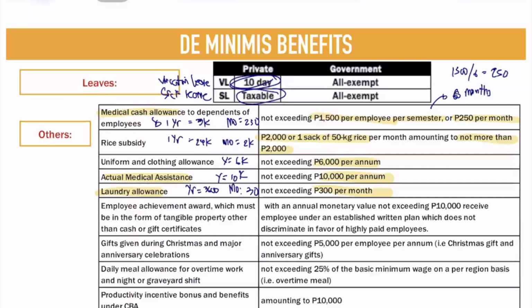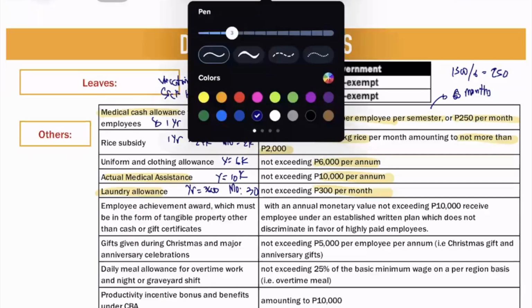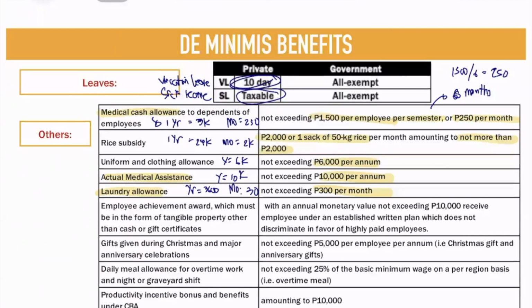Employee Achievement Award is 10,000, the annual monetary value. For gifts, 5,000 per employee per annum. Daily meal allowance is 25% of the basic minimum wage. And then we have the productivity incentive bonus, 10,000 pesos. Okay? Those are your different de minimis benefits.